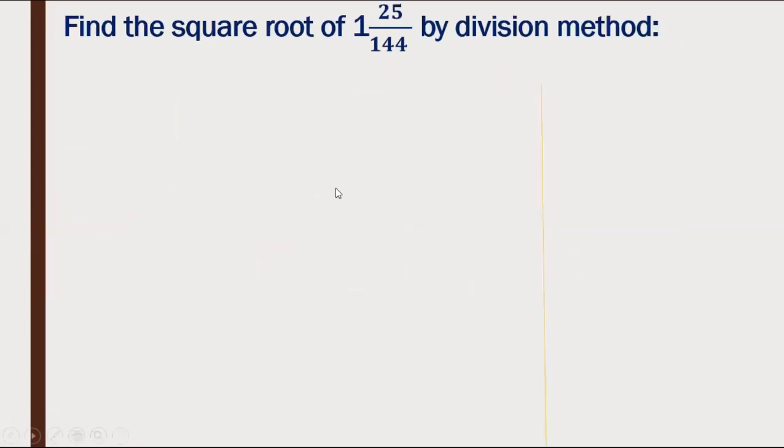Now the question is one whole number 25 over 144. The question is in the mixed fraction. First of all, you have to convert the mixed fraction into an improper fraction. So look at the question. 144 ones are 144. 144 plus 25 is 169. Okay, Halima, Sumaya. Clear?